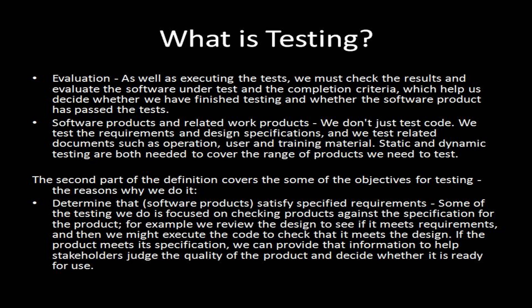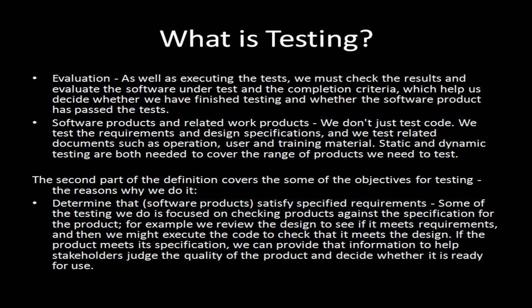Static and dynamic testing are both needed to cover the range of products we need to test. The second part of the definition covers the sum of the objectives for testing. The reasons why we do it determine that software products satisfy specified requirements. Some of the testing we do is focused on checking products against the specification for the product. For example, we review the design to see if it meets requirements, and then we might execute the code to check that it meets the design.